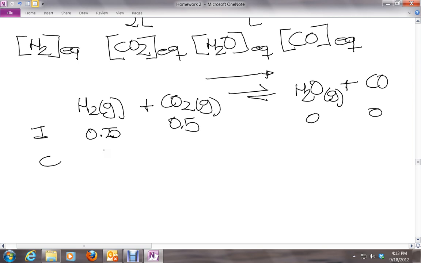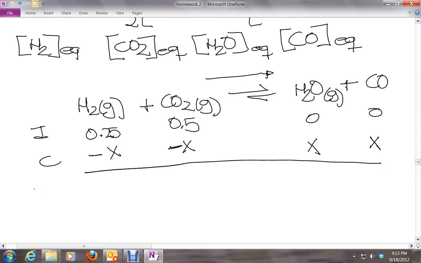It's going to be minus X here. Minus X because it's forming products. How much water? X. And how much CO? X. So what would be in equilibrium? The equilibrium, ICE, would be 0.25 minus X, 0.5 minus X, X and X, because you add them.